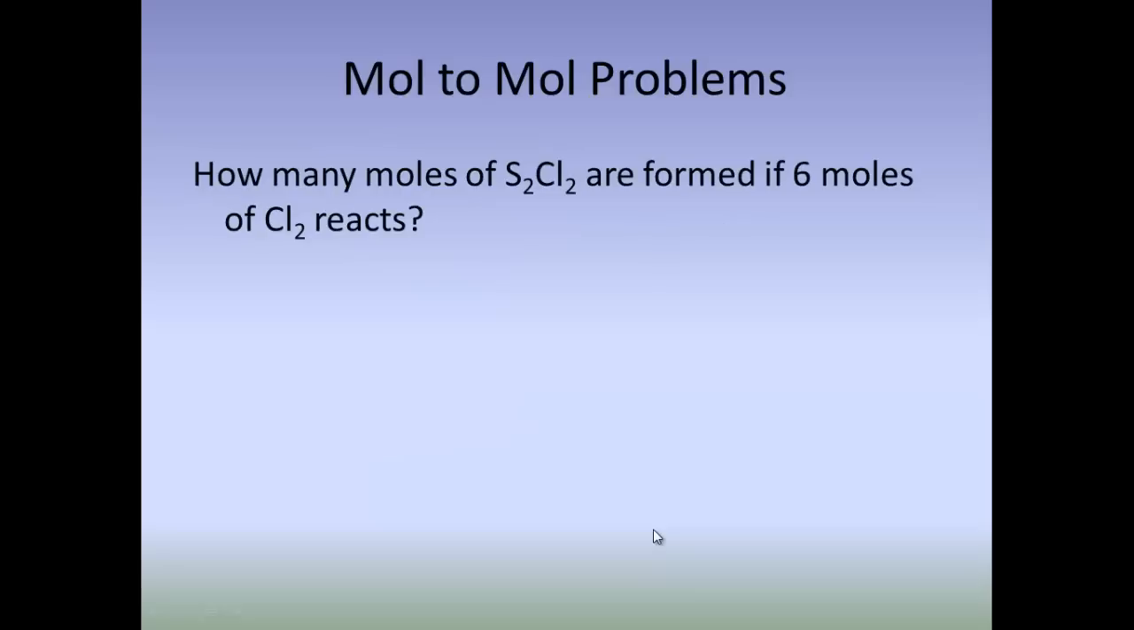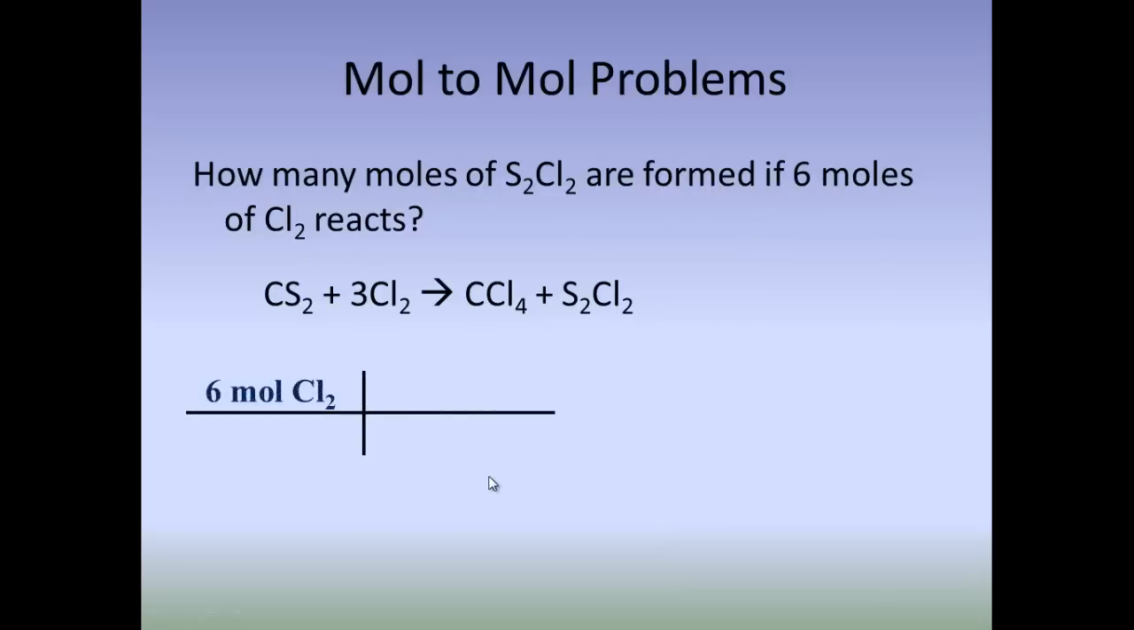Let's try another one. Same equation. How many moles of S2Cl2 are formed if 6 moles of Cl2 reacts? Here's our equation. Look for what you're given in the question. 6 moles of Cl2. So that's what we start with. Now the moles of Cl2 need to cancel. Those are going to go on the bottom spot. And you look to the equation, what number is in front of it, and it's a 3. So 3 moles of Cl2.